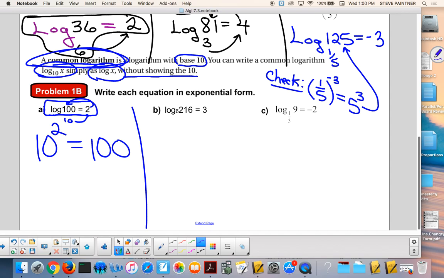Next, Will, what'd you do for the next one? 216 equals 3 to the 6. Okay, 3 to the 6. All right. Take your calculator. Take 3, raise it to the 6th power. Is it 216?